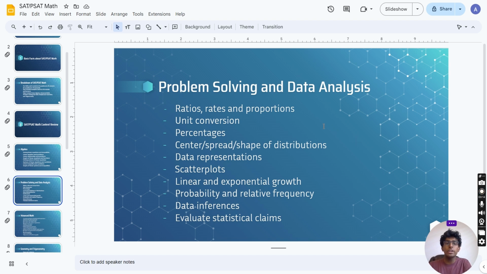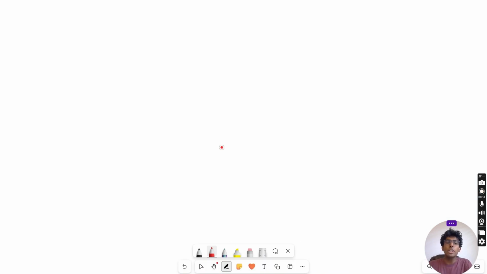So we're going to start off with ratios, rates and proportions. So what exactly are ratios? Ratios are just comparing two quantities to each other. It can either be a part to a part or a part to a whole.